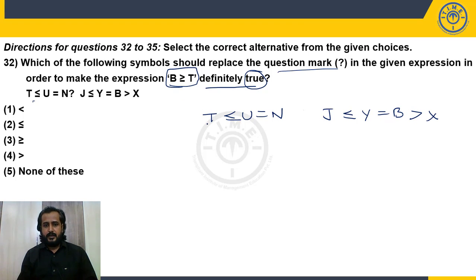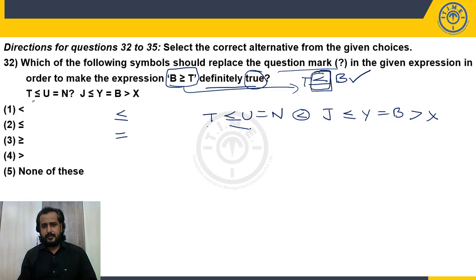See, in our statement T is first, B is next, right? So convert this that way. B greater than or equal to T is as good as T less than or equal to B. This has to be true. So I need to place which symbol here. Okay. Look here. To get the less than or equal to, what is the combination that is required? Less than or equal to with equal to combination. Or substitute the options. You'll get the idea.